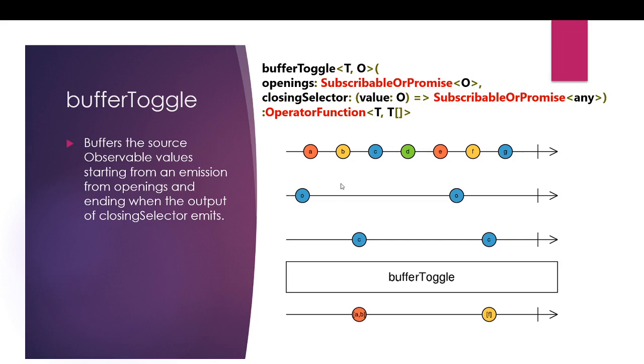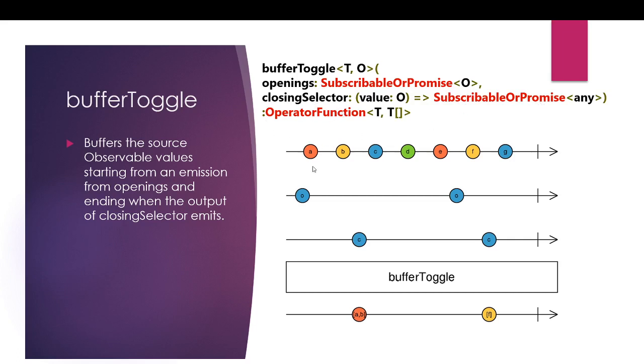It's something like opening the door. I add values into my buffer and I close the door with some other output or other observable. So this is how it works. The opening takes a subscribable or promise, and the closing selector is again a subscribable or promise, and that is what is returned from the operator function.